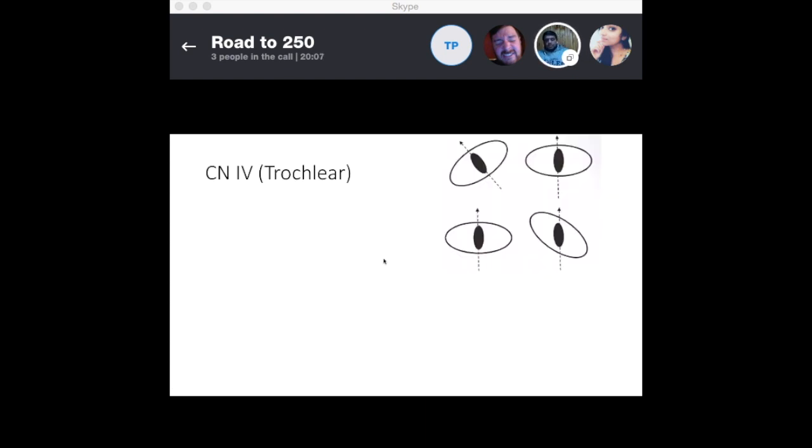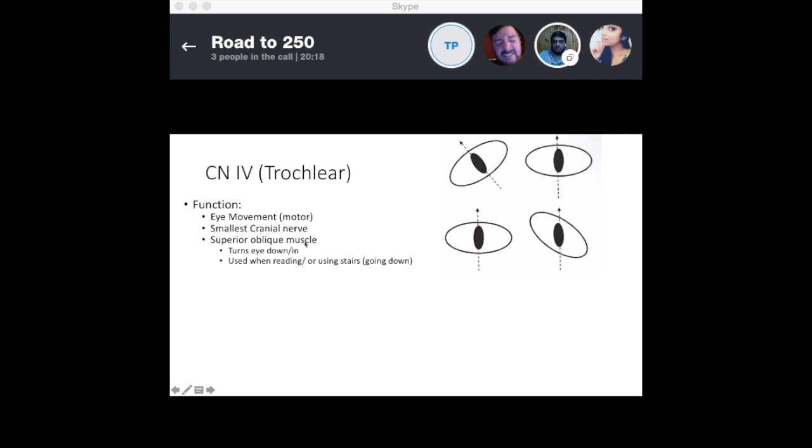Okay, so the trochlear nerve is the next nerve that we're going to talk about. This one is eye movements, but it's the smallest cranial nerve and only innervates the superior oblique muscle. So this usually turns the eye down and in, and it's used when you're reading or going down the stairs. As you can see here, this is an example of a patient who may have a lesion in their trochlear nerve. So their gaze will be outwards.